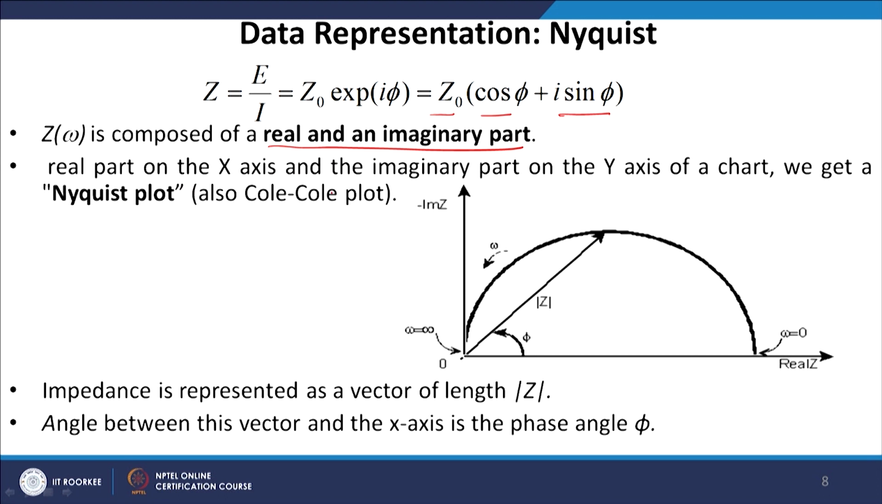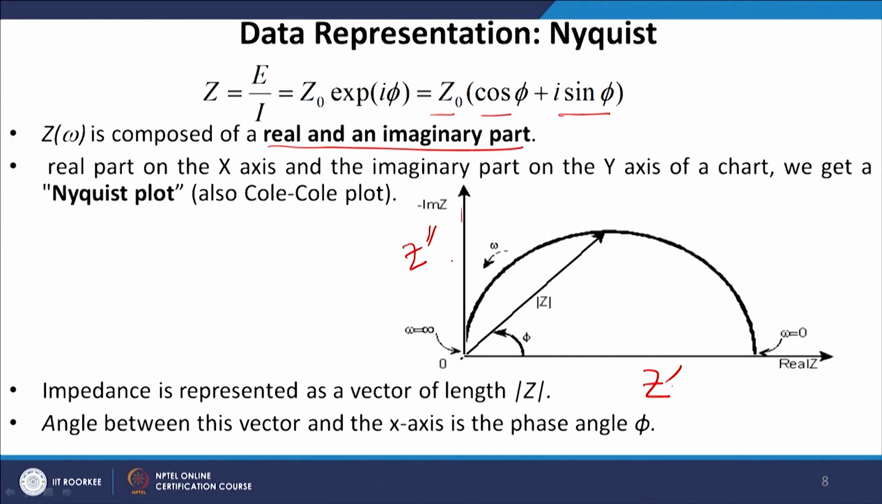Real part is on the x axis. So, here we put the real part and the imaginary part on the y axis of the chart. If we put the real part along the x axis and the imaginary part along the y axis, or you can write it as z prime and z double prime, where z prime signifies the real part and z double prime signifies the imaginary part, then this graph of real part versus imaginary part is called a Nyquist plot, also called a Cole-Cole plot.